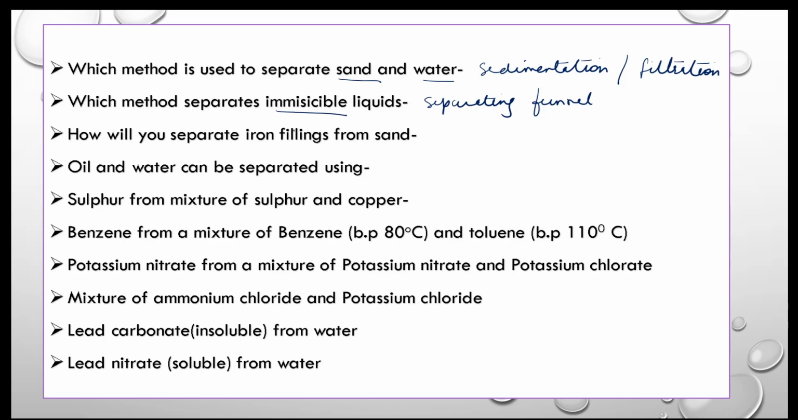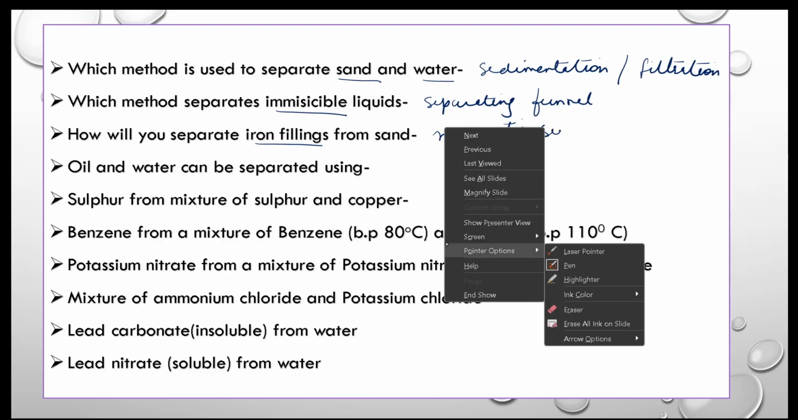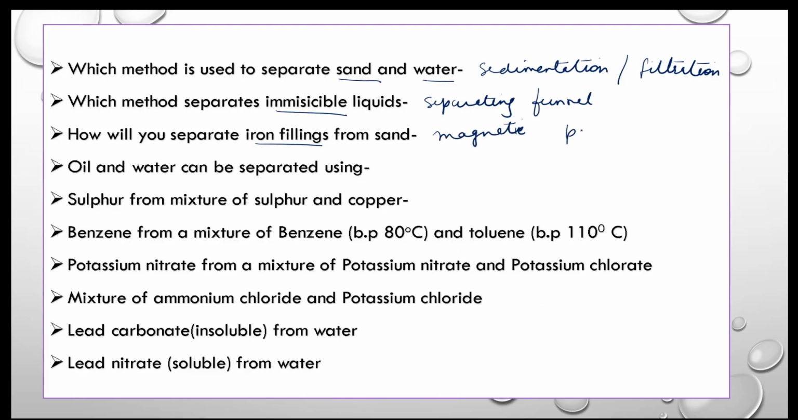How will you separate iron filings from sand? Obviously, iron can be separated by a magnet. All the iron filings will stick to a magnet. So, by magnetic separation, we can separate the iron filings from sand.